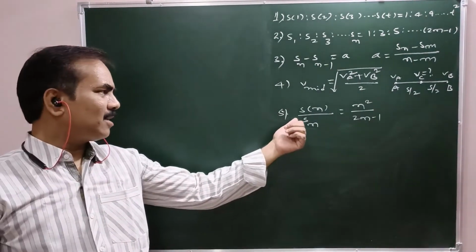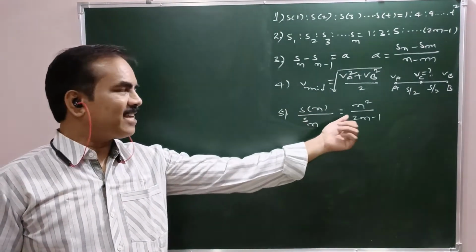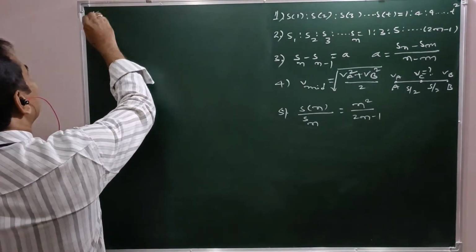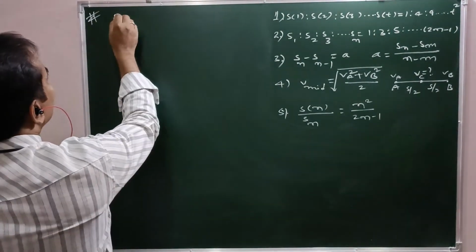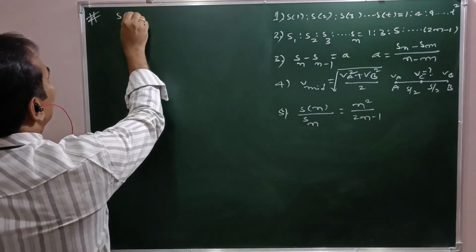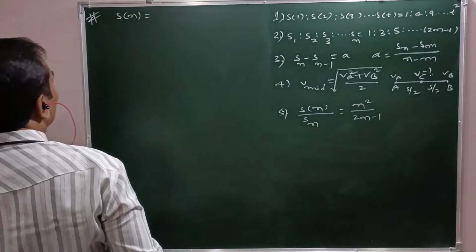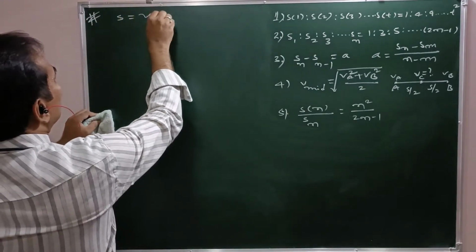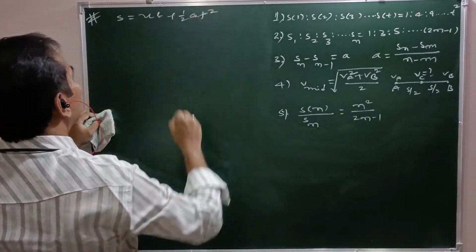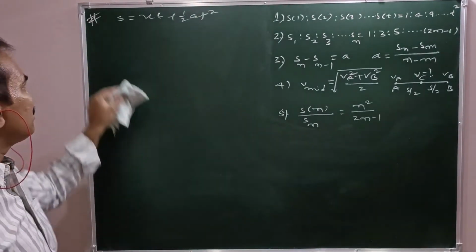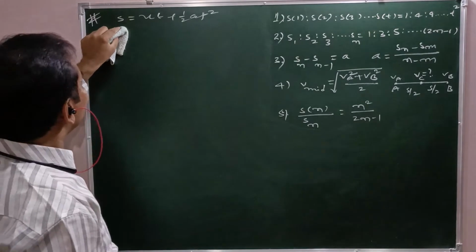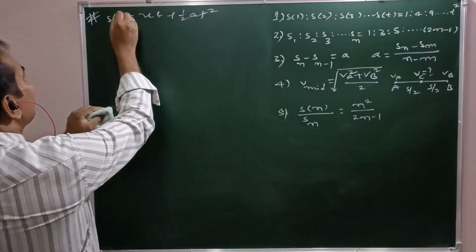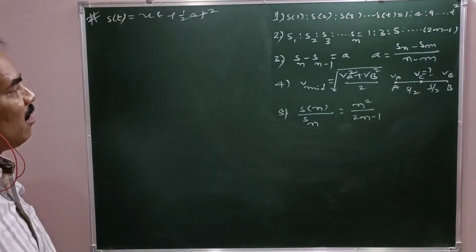So next result, that is S of n by S suffix n equal to n square by 2n minus 1. We know that, see next result, that is number 5. We know that S equal to ut plus half at square. We know this result, alright? This is the distance or displacement covered in t seconds. So I am writing S of t instead of S. S of t equal to ut plus half at square.